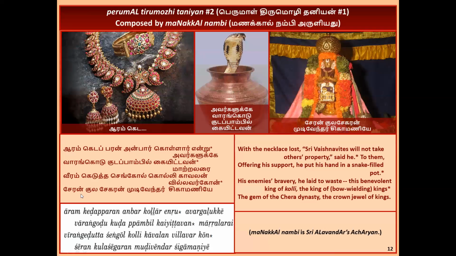He was the Cheran Kulasekhara. Chera Kulatin Shikaram. So he's the gem of the Chera dynasty. And Mudivendar is the crown jewel. Shikamani. Mudivendar. So Mudivendar is kings. Mudisudiya Arasargal. Avargalidaye, he was a Shikamani. He was a crown jewel. So he was a crown jewel of other kings. Okay, so that's the meaning.